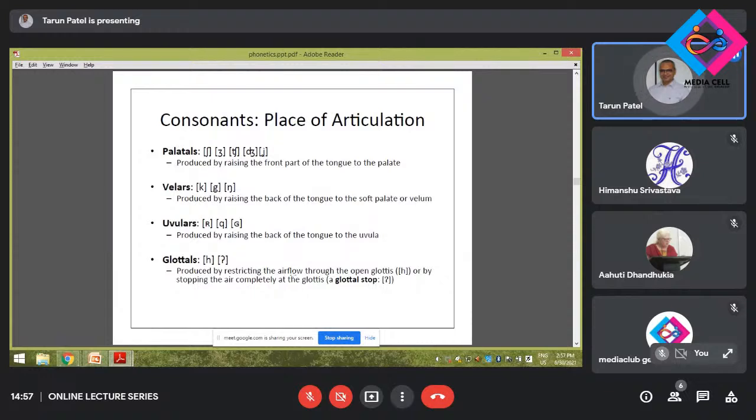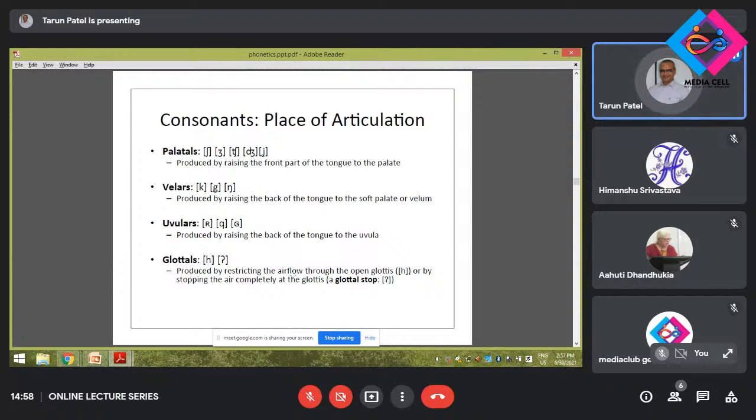Similarly, the palatals like sh, zh, ch, j, y are produced by raising the front part of the tongue to the palate, right? As in sh, zh, and the velars like k, g, and ng are produced by raising the back of the tongue to the soft palate, right? The area behind the palate is called the soft palate, wherein we say k, g, or ng. The inside part of the tongue touches the soft layer, and that's how we produce the words kite or king.